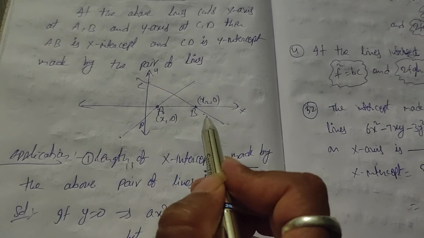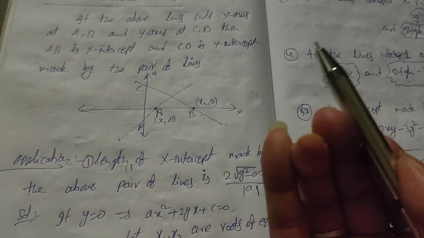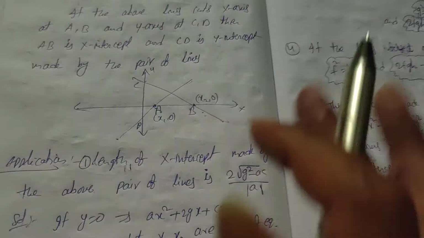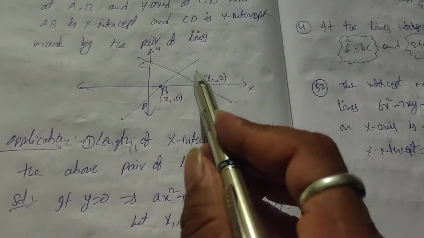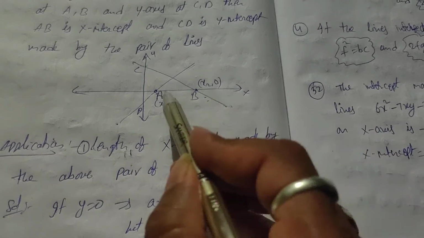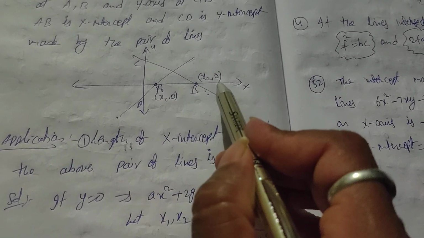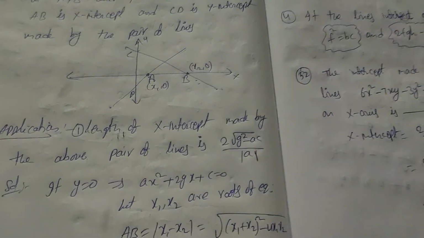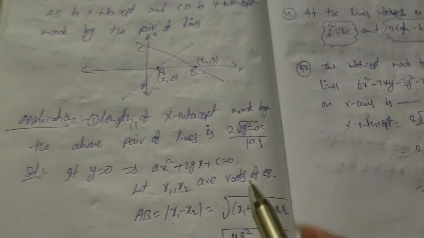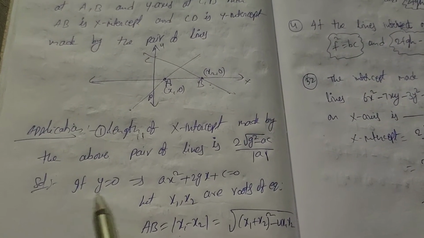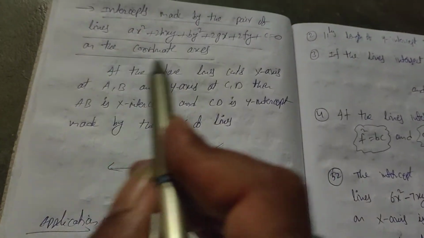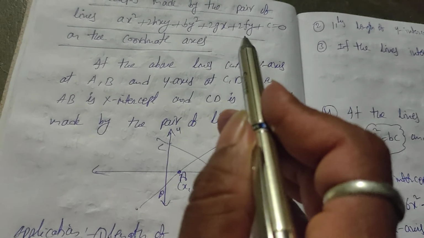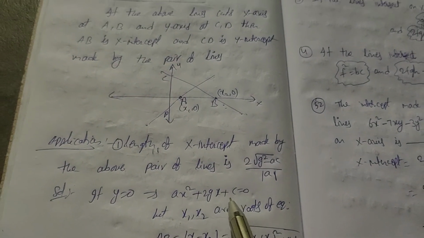Let us consider any point on the x-axis, some x comma 0. So this A I am taking as x1 comma 0, this B I am taking as x2 comma 0. Now whatever these two lines may be, where these two intersect on the x-axis, y is equal to 0. We are going to find the x-intercept, which means take y is equal to 0. If y is equal to 0, then this line equation represents ax square, this is 0, this is 0, plus 2gx, this is 0, plus c. So that is nothing but ax square plus 2gx plus c is equal to 0.